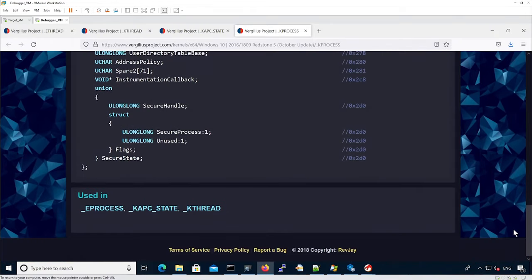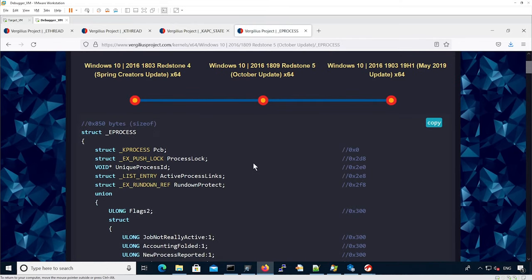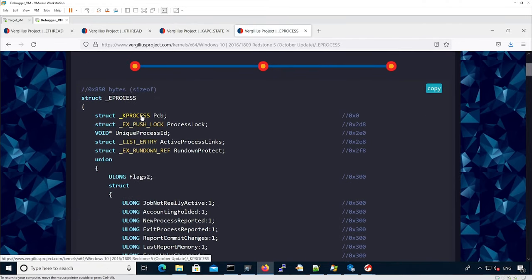we can see it's referenced by the EPROCESS. And if we look at the EPROCESS, we see the first member of the EPROCESS is actually a KPROCESS. So again, what that means is that a pointer to an EPROCESS is the same as a pointer to a KPROCESS.